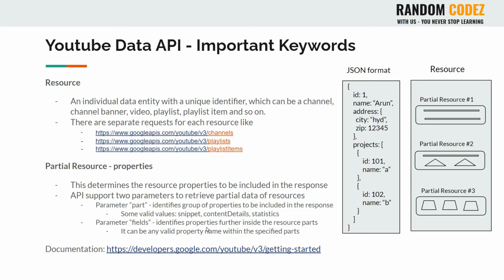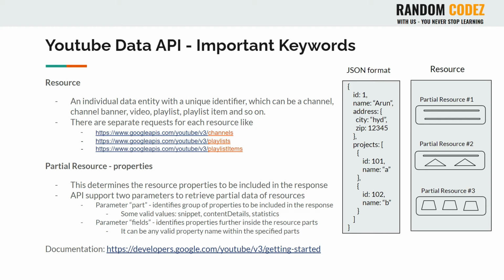Fields identifies properties further inside the resource properties. For example, here the address and projects are considered to be the part, and the properties within these objects, like city, which is inside the address, will be treated as one of the fields. In the similar fashion, ID inside the projects will be treated as one of the fields of project. These are the two different parameters that we can use to retrieve the partial data of a resource.